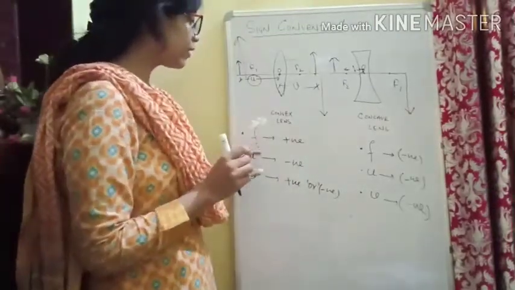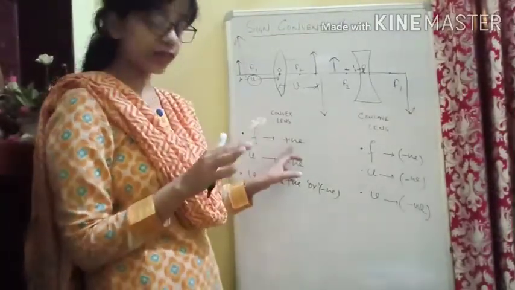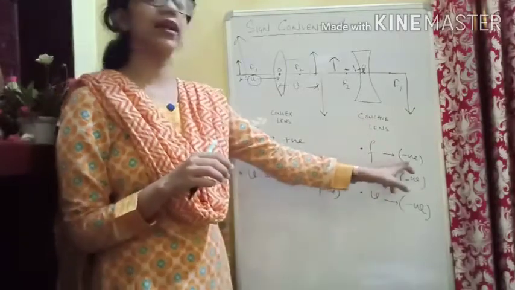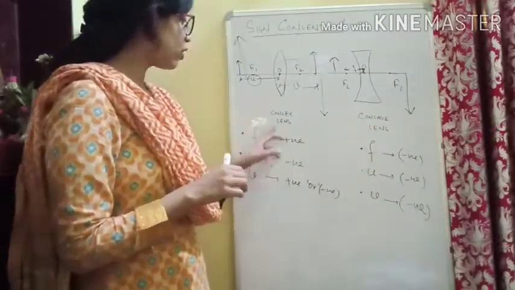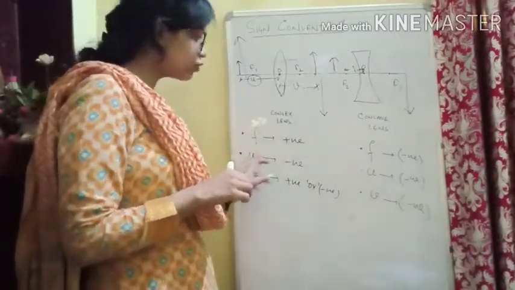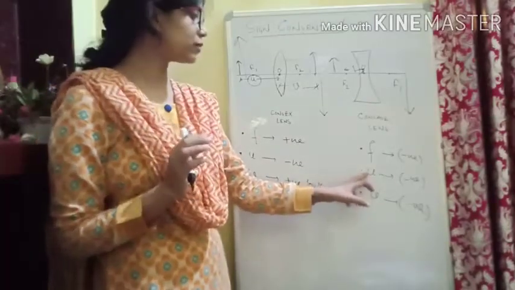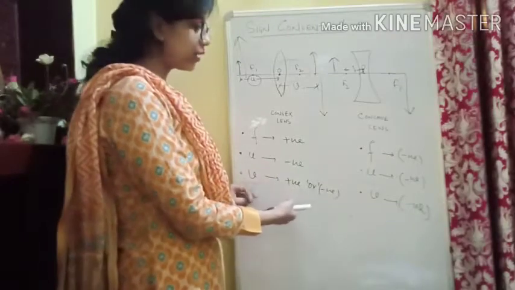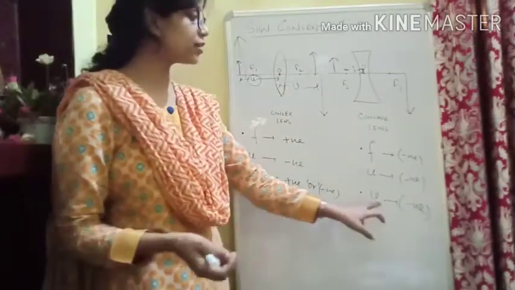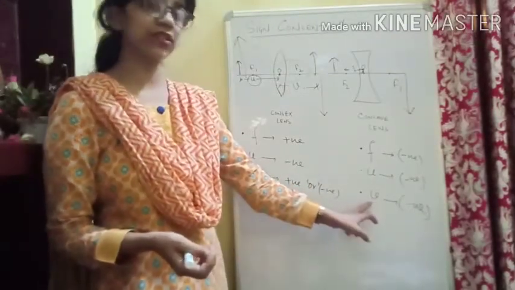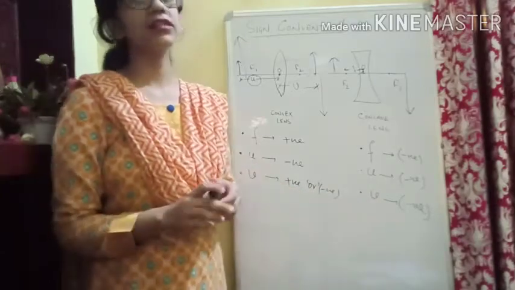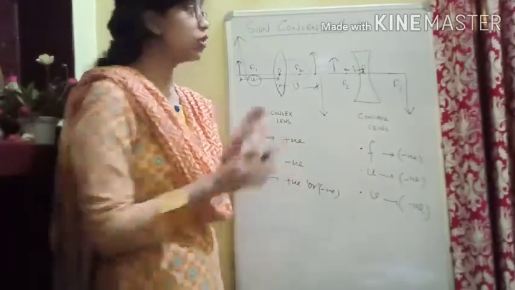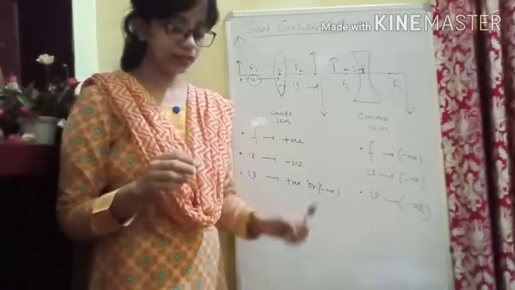Like for convex lens, f is always positive, and for concave lens, f is always negative. Now for convex lens or concave lens, u in both cases is always taken as negative, and v is sometimes positive and sometimes negative depending upon the situation, and then we have v always taken as negative in case of concave lens. So this is all about sign convention.